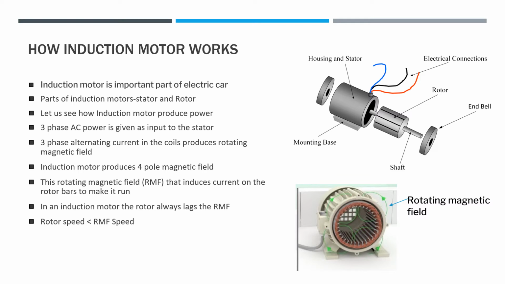The three-phase alternating current in the coil produces a rotating magnetic field. This induction motor now produces a 4-pole magnetic field. This creates a rotating magnetic field that induces current on the rotor bars to make it run. In an induction motor, the rotor always lags the RMF. The rotor speed is always lower than the RMF speed.